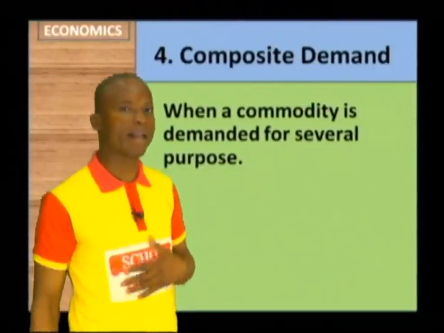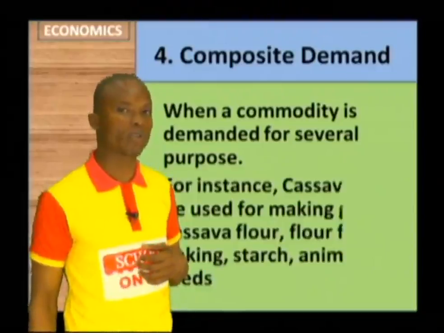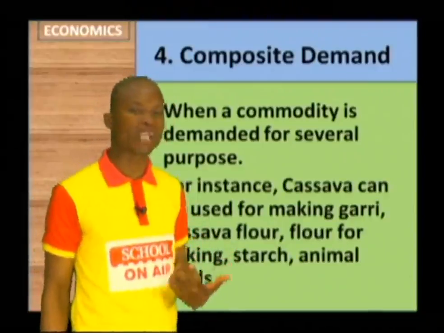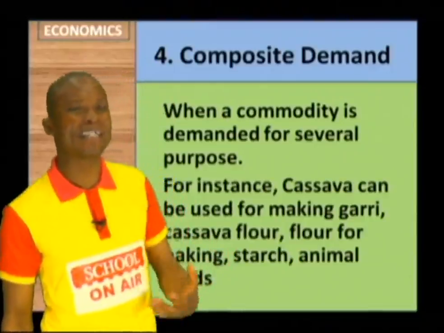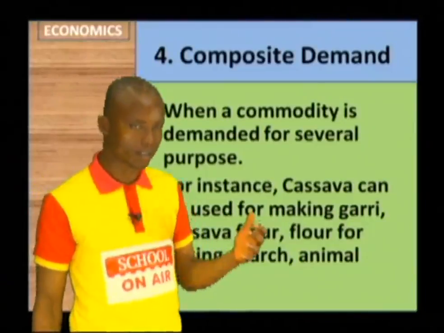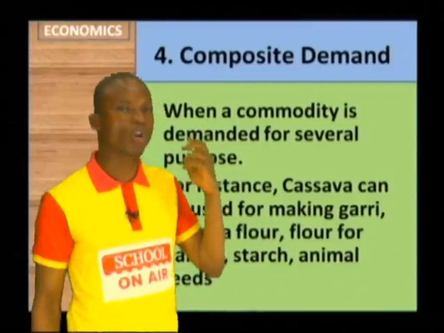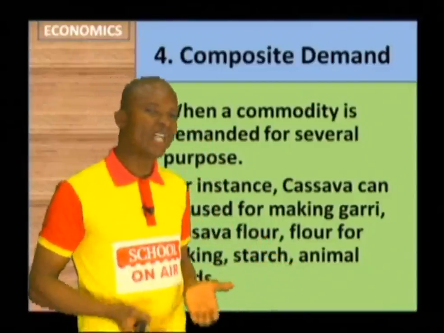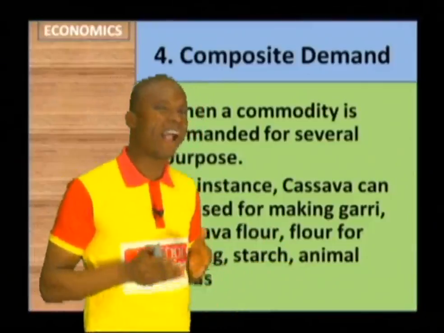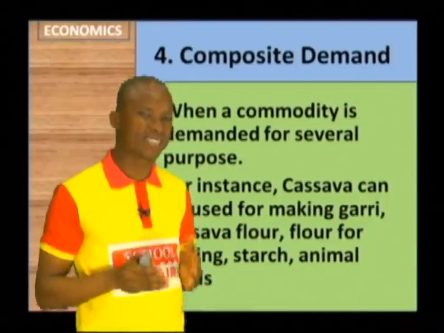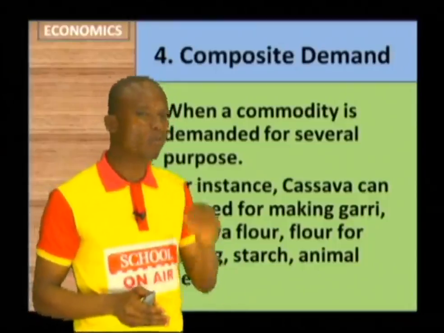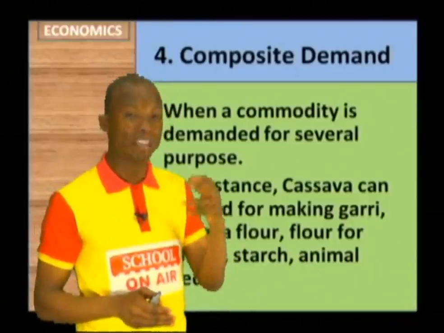Then what do we mean by the last type of demand? It is what we refer to as composite demand. The demand for a commodity is said to be composite when the commodity is demanded for several purposes. Not one, not two, not three, several. And as a result of this, it becomes difficult for anyone to be able to ascertain with an authoritative finality the purpose for which the commodity is being purchased.